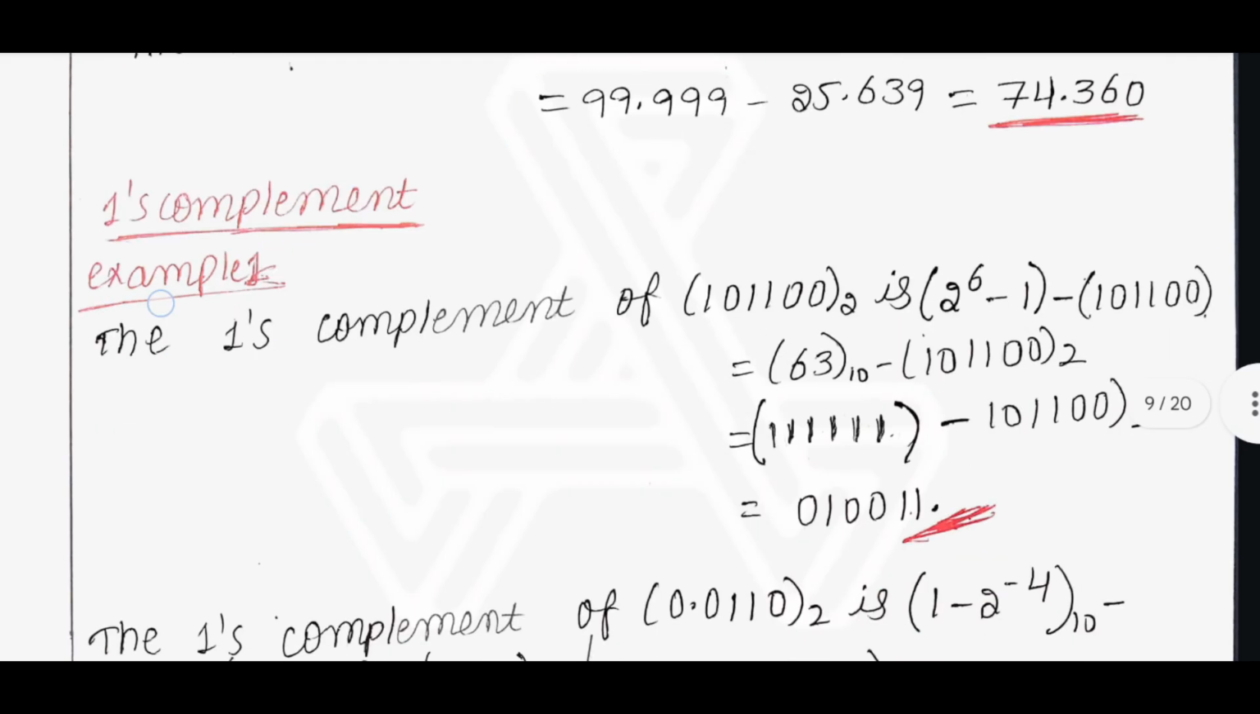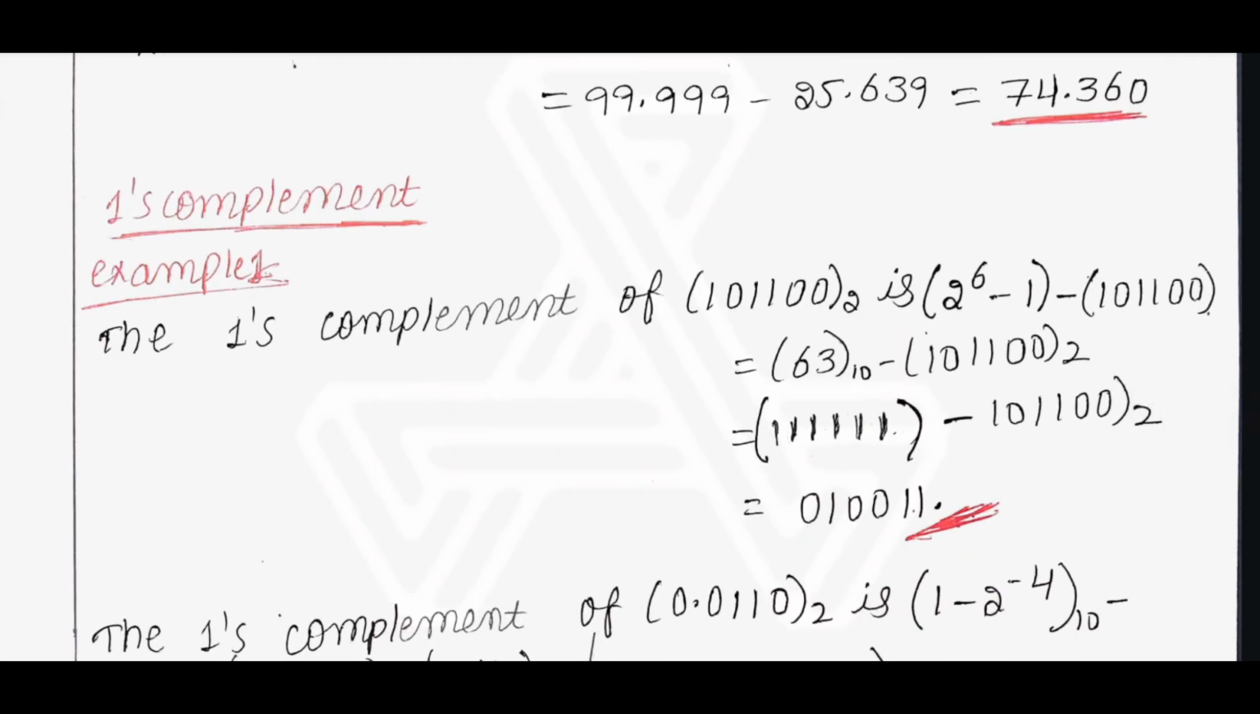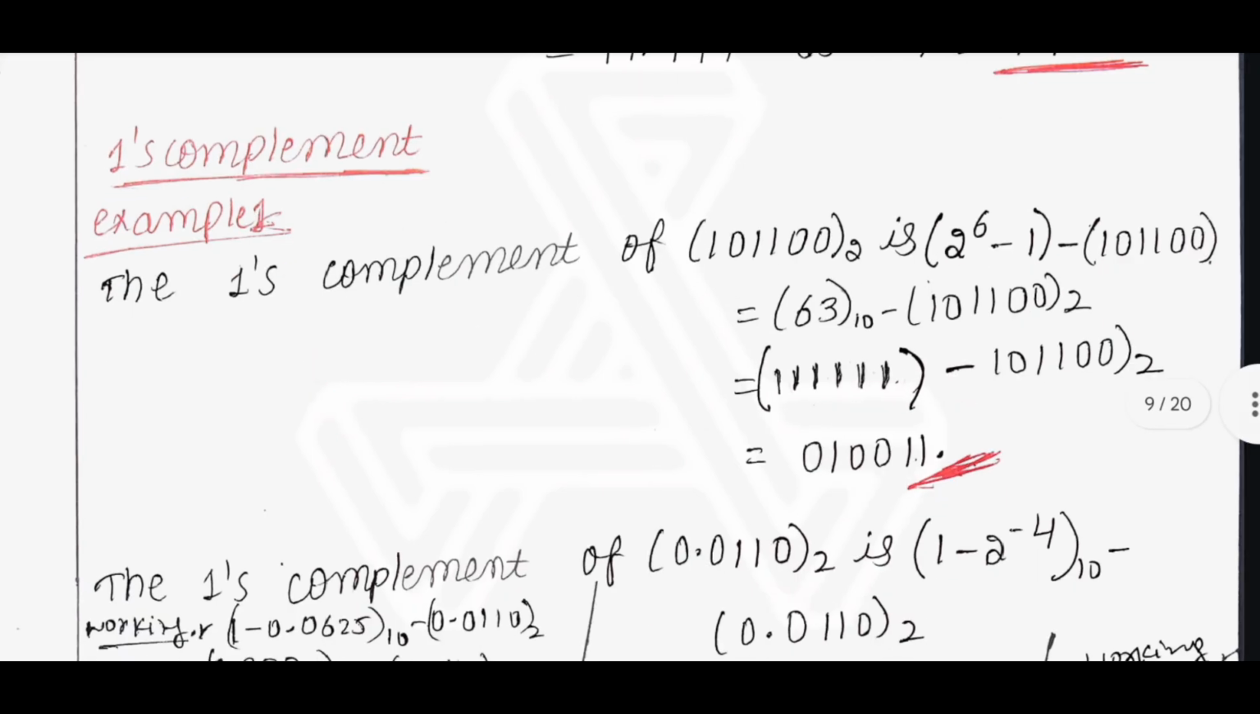The 1's complement: we just have to take this as 1's complement, that is 2 power 6, with no fraction digits, so 2 power 6 minus 1 minus 10110.